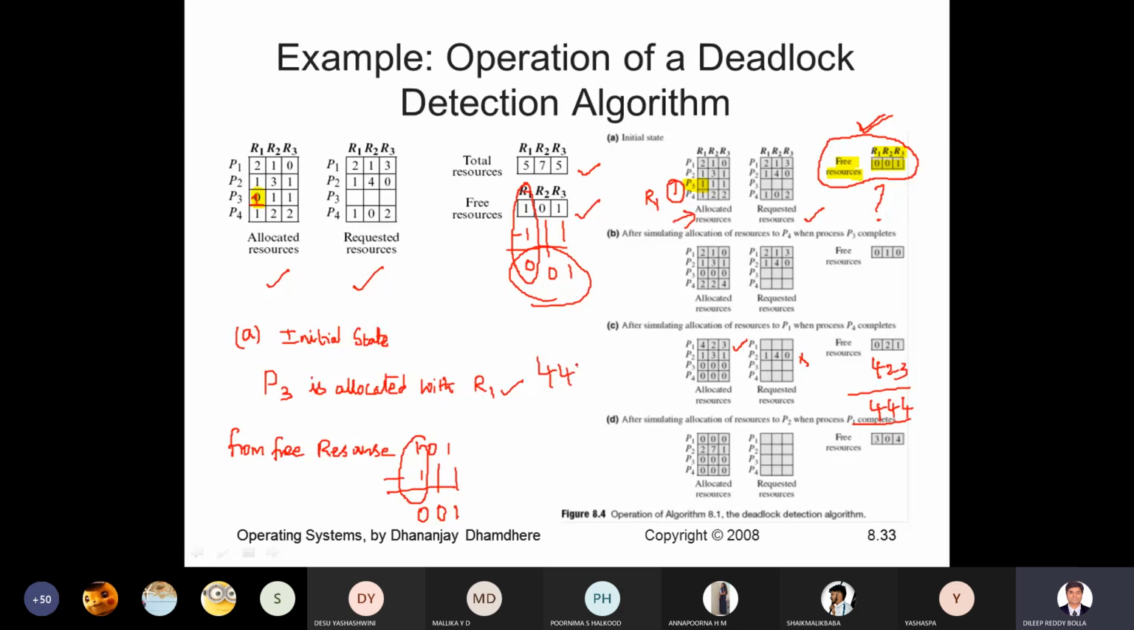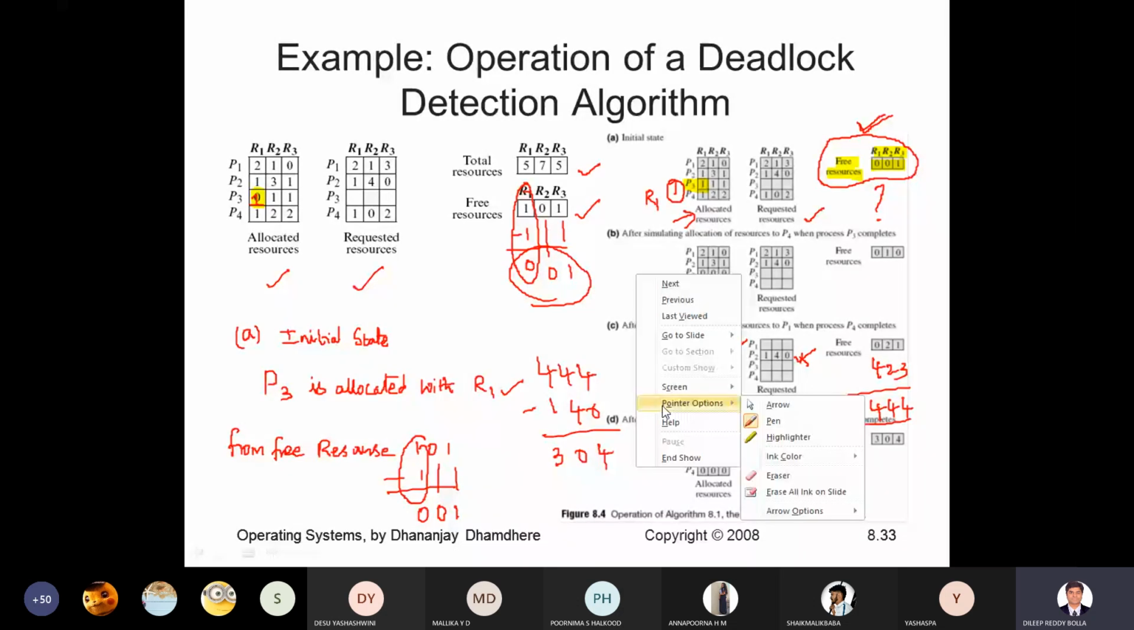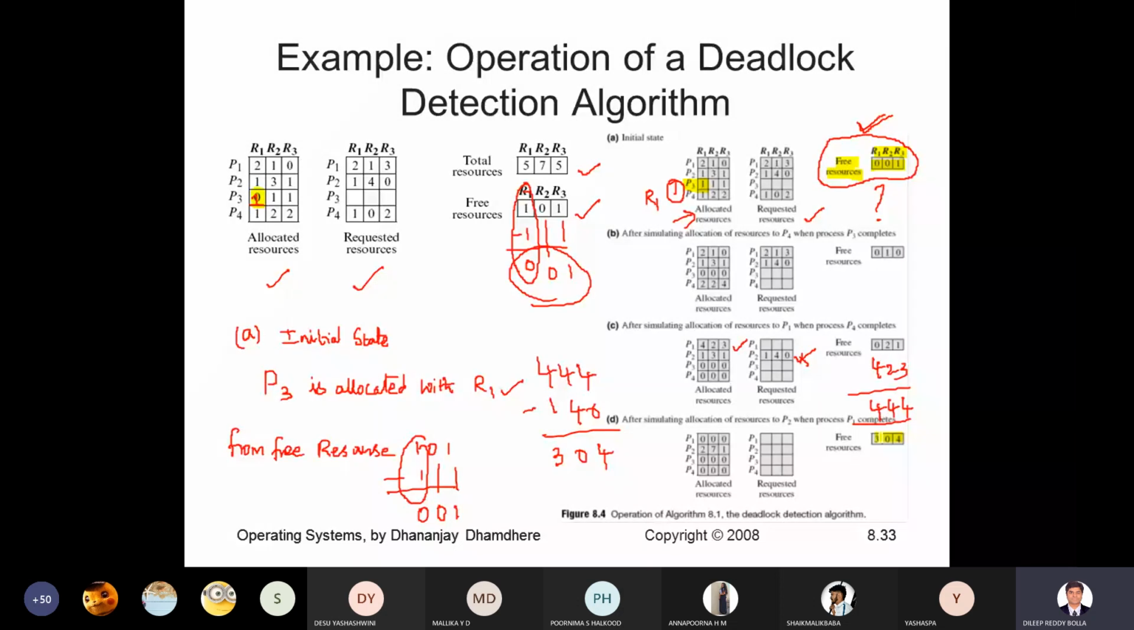These many are free. How many do we need? We need 1, 4, and 0 for this one now. If you subtract this here, it will be 3, 0, and 4. So that's what you see here, 3, 0, 4 is what is written. And P1, P3 and P4 are completely 0. In the next iteration, this also will become 0.